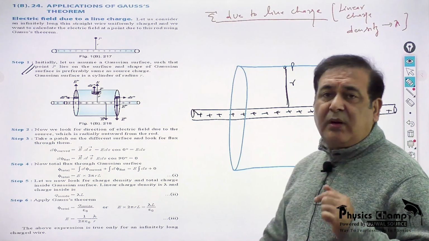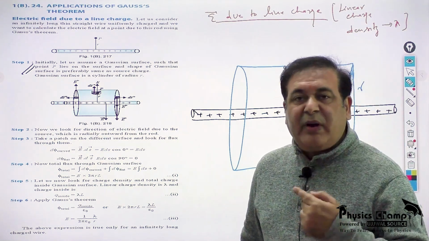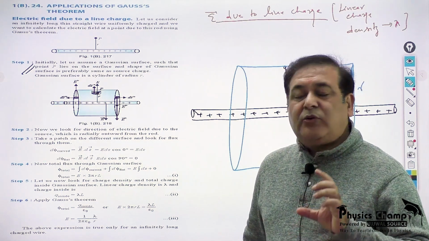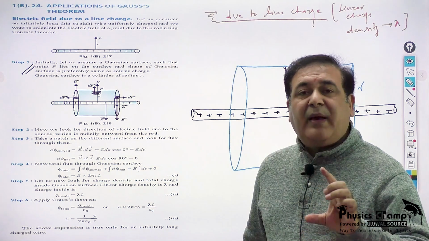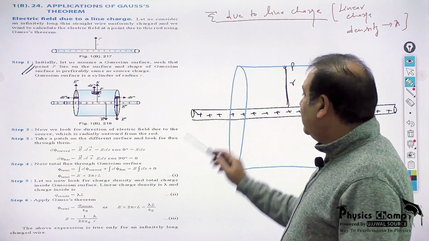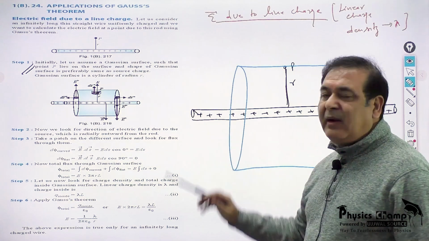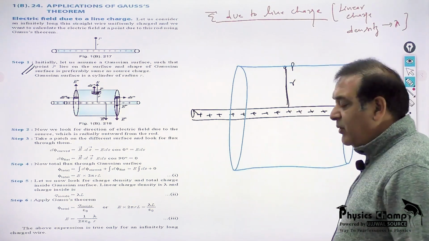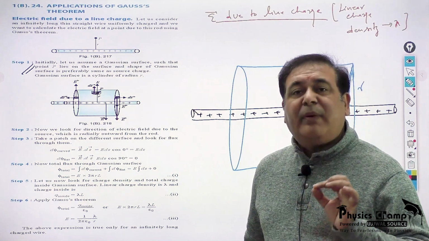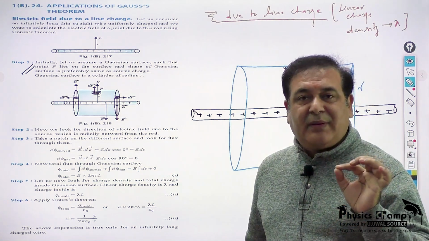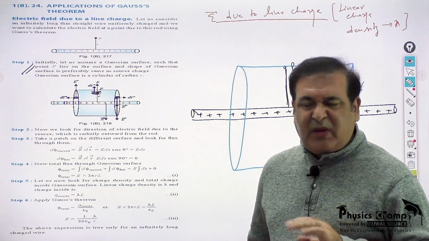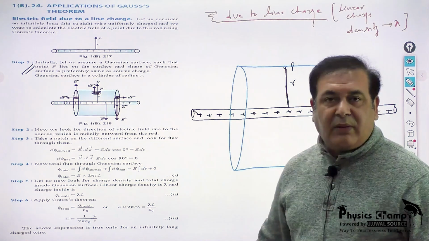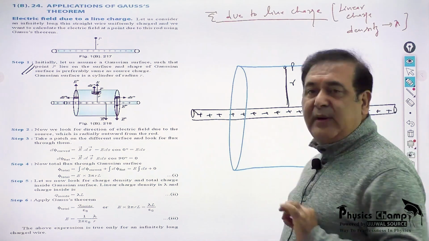So I have assumed a Gaussian surface such that point P lies on it, and the shape of the Gaussian surface should be preferably the same as that of the source charge. So the source charge was on a cylindrical rod. So I have assumed a Gaussian surface which is cylindrical. I said preferably should be the same as that of the source charge. It can be some other shape, but preferably we would like to take it cylindrical only. So this is step 1.